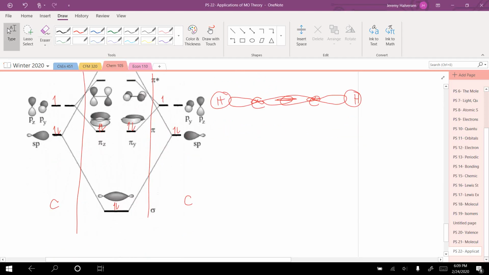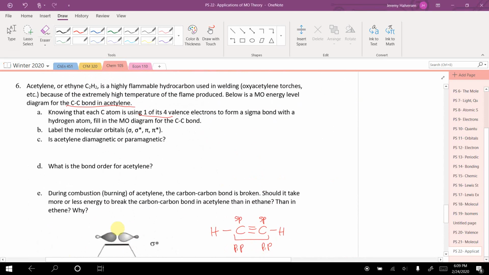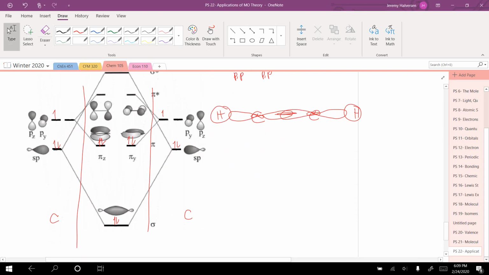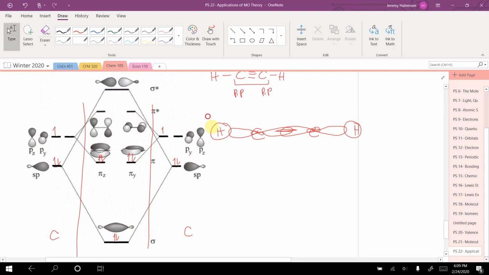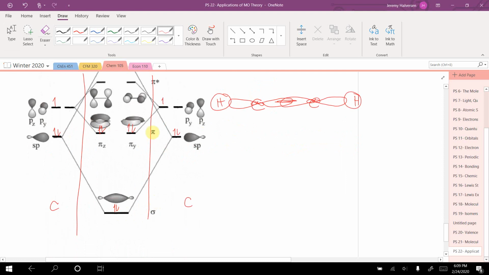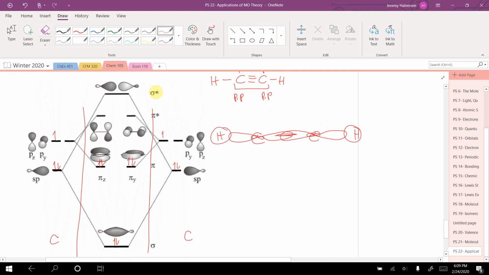Okay, so you could think of this as a sigma orbital made from sp hybridized orbitals. Label the molecular orbitals sigma, sigma star, pi, pi star. They're already labeled on mine, though I don't think they are on yours. And remember, if there's 1 line, it's sigma. If there's 2 lines, it's pi. And each sigma has a corresponding sigma star at higher energy, and each pi has a corresponding pi star at a higher energy.